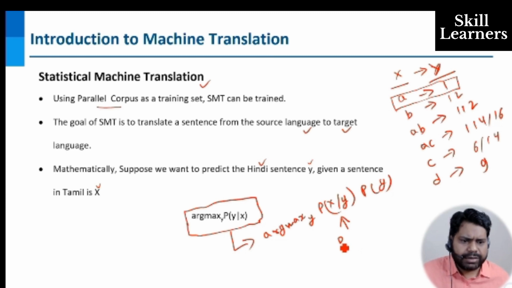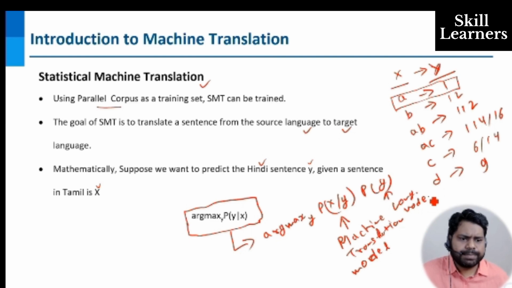So this will be your probability, or we can say machine translation model, and this will be your language model. Okay, so let's try and understand how this function works with an example.